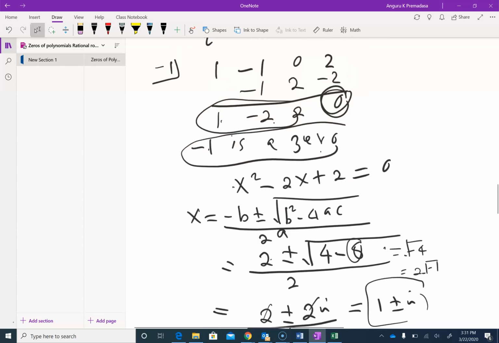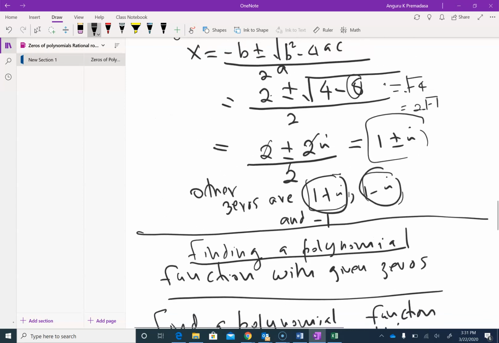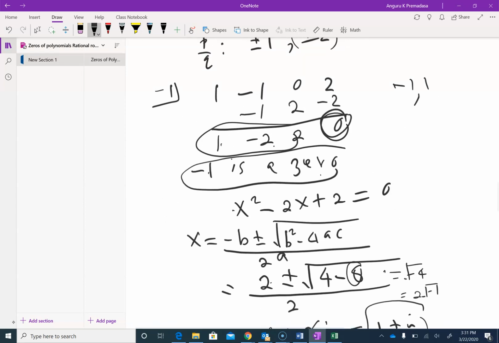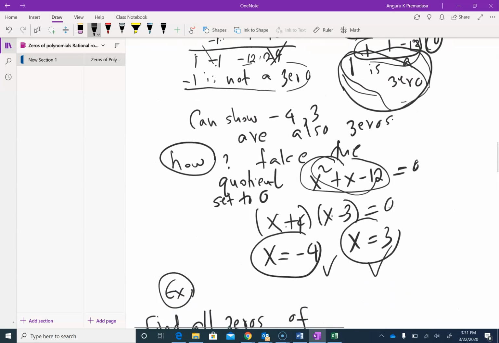And then, so we have all three. What are the three? We have negative 1 from here, and then we have 1 plus i, and then we have 1 minus i. So these are the three zeros. It has to have three zeros because it is a cubic.